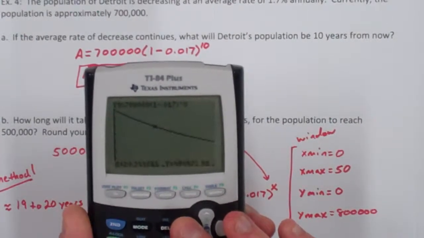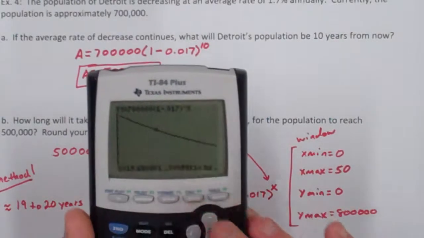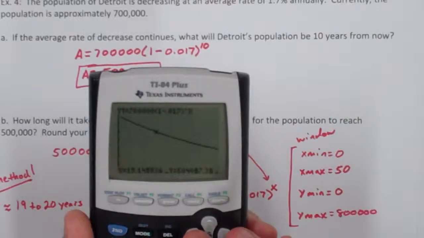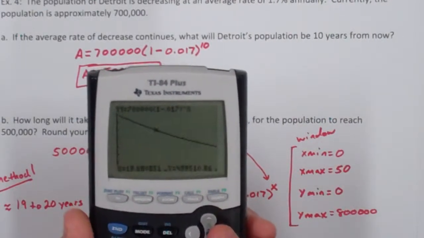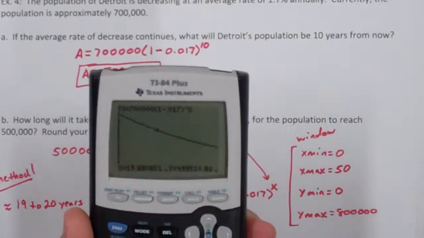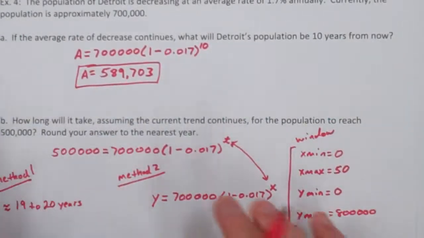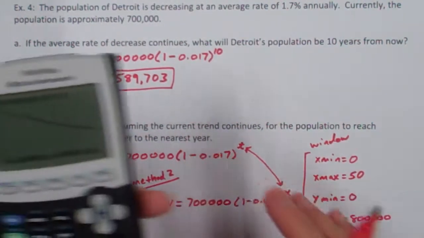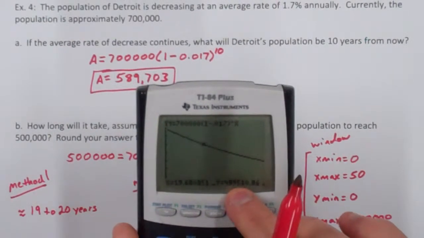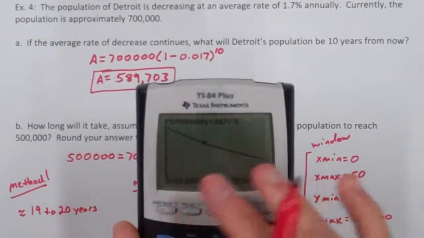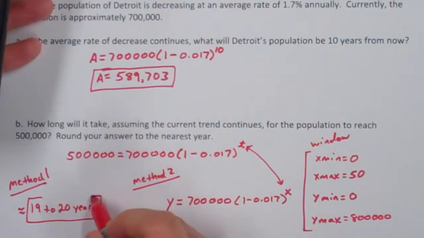So right about there, 19.68 for the x. We're getting close. There's 500,000 there, so 19.14. So we're definitely somewhere in the middle, probably closer to 19.68, so maybe 19.5, somewhere in there. This says round your answer to the nearest year though, and so you can see graphically that the value of x that produces a value of y close to 500,000 is somewhere between 19 and 20. So our answer here for method 1 is confirmed.